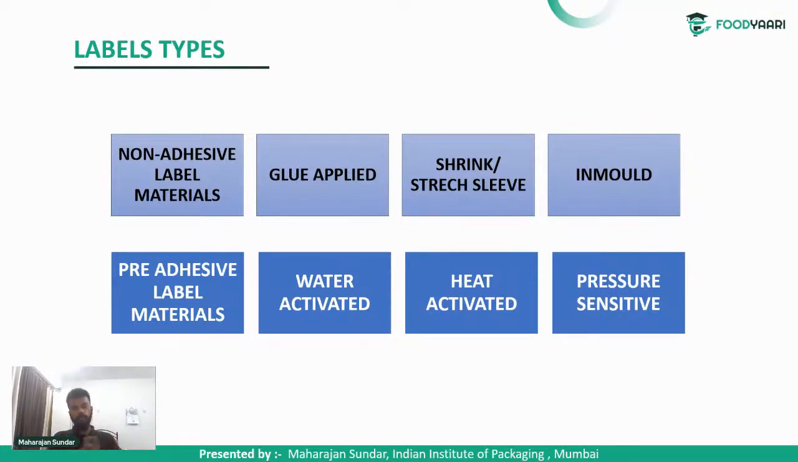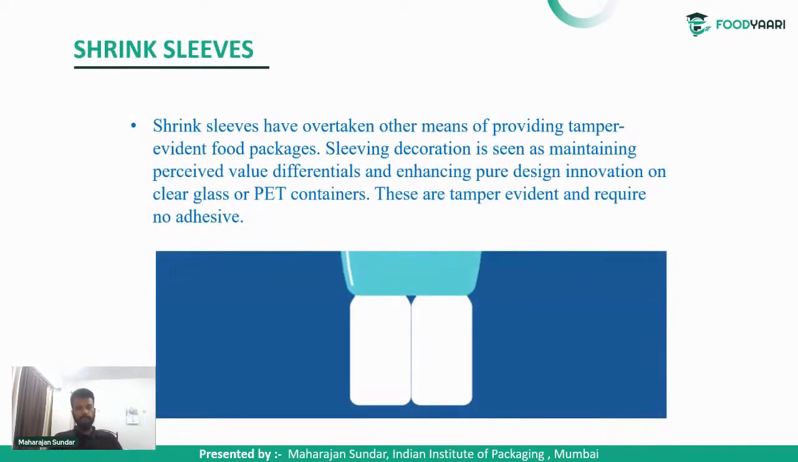And heat activated will be just the same. The adhesive material is on one side, coated, and it is fixed by mechanical means, and heat is applied so that the adhesive sticks to the product. Pressure sensitive: while applying the label itself, the mechanical component gives pressure to the body of the container, so that the label sticks to it. And this is the shrink sleeve.